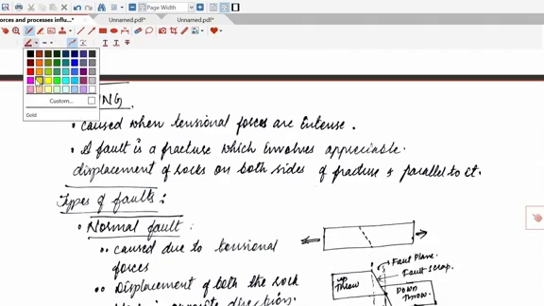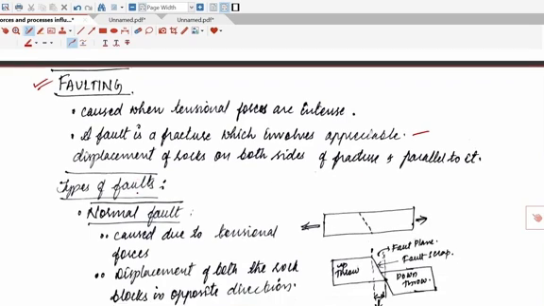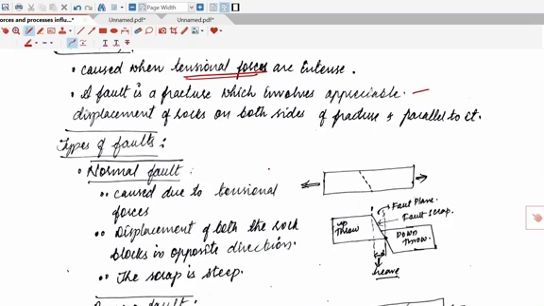Now we'll get into faulting, caused when tensional forces are intense. A fault is a fracture which involves appreciable displacement of rocks on both sides of the fracture and parallel to it. So due to tensional force, faulting takes place, which I have discussed earlier. You might be having some kind of idea now.